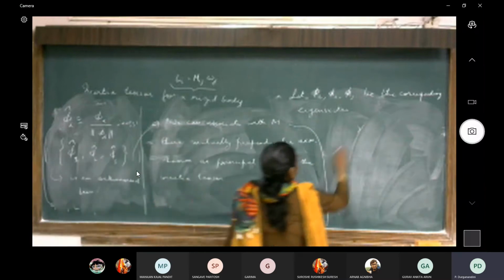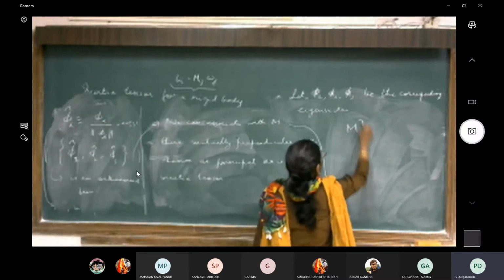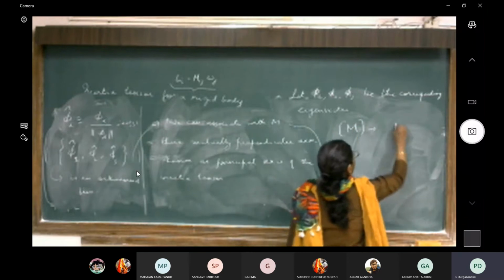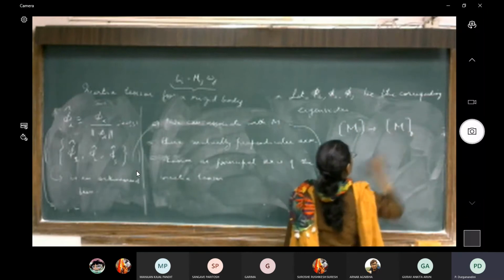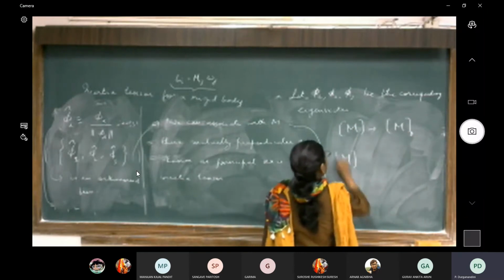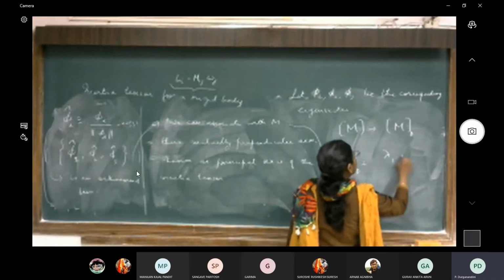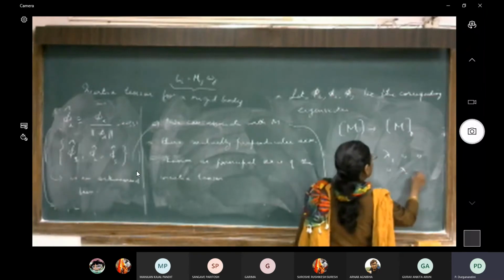Now, if I made this transformation, basically I started with this M, and then I've gone to this diagonal form. So the diagonal form will be of this form: lambda 1, 0, 0, 0, lambda 2, 0.